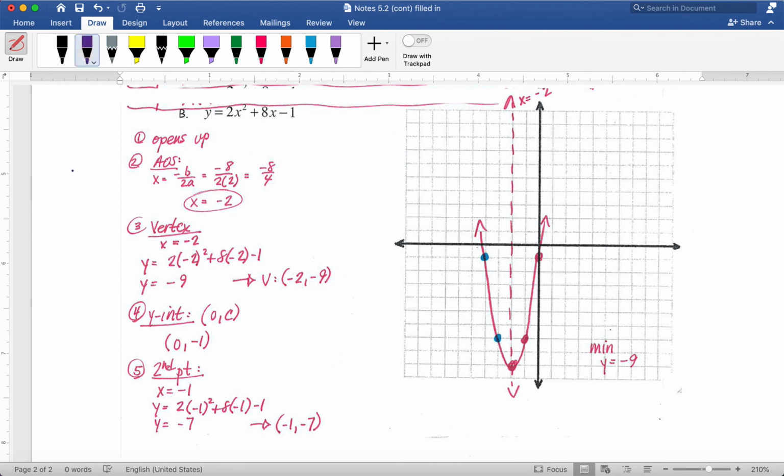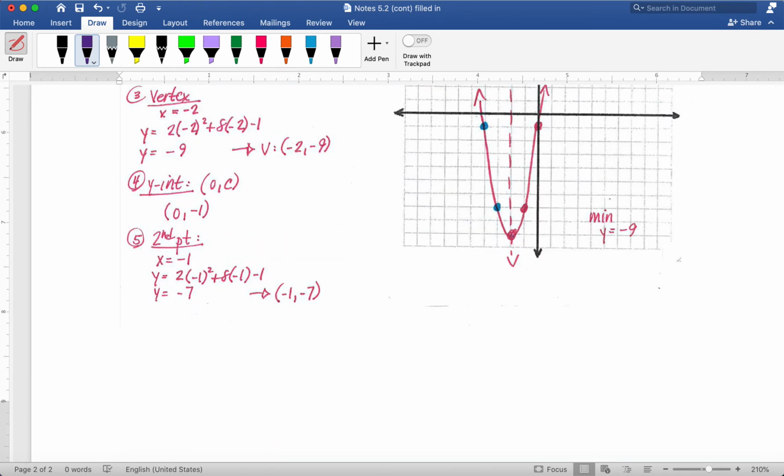this problem. So, because the leading coefficient is positive, this thing opens up. And when it opens up, you have a min. Okay, we need the axis of symmetry. We're always going to use this x equals the opposite of b over 2a to find the axis of symmetry. This is also the x value of the vertex because the axis of symmetry passes right through the vertex. We're going to identify the vertex and say it has coordinates -2, x is -2, and y is -9.